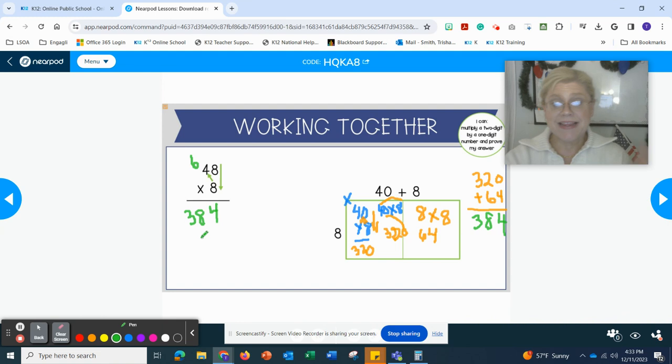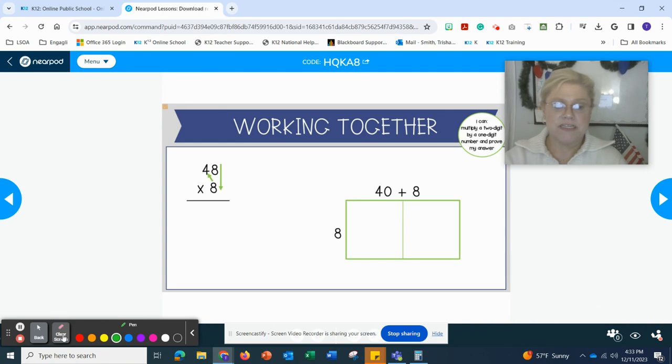Did we get the same answer in using both the standard algorithm and the partial product way? Yes, we did. Great job, my friends.